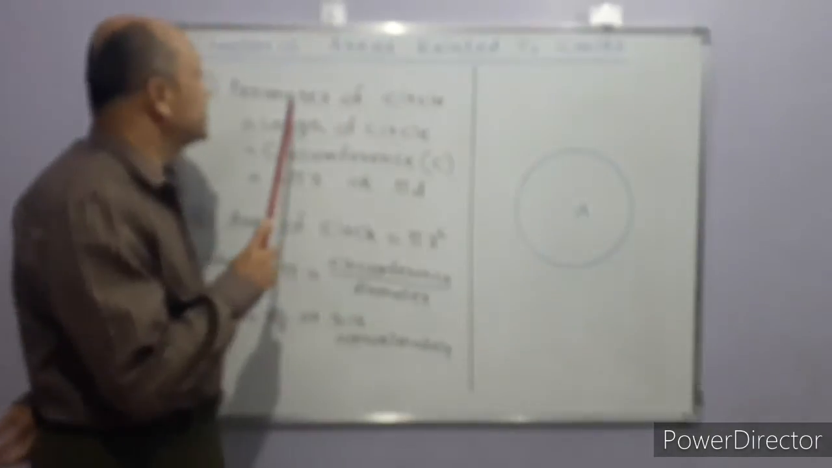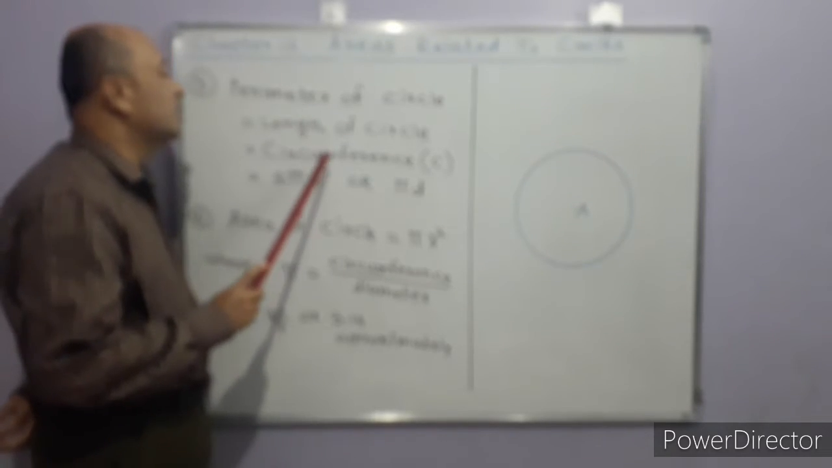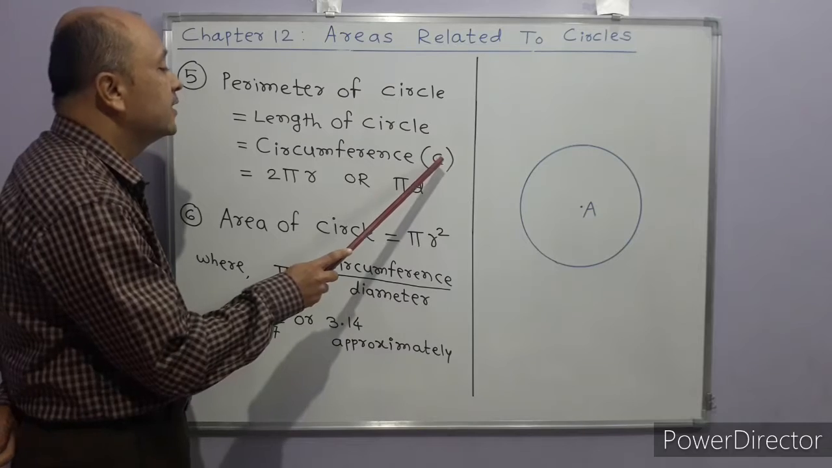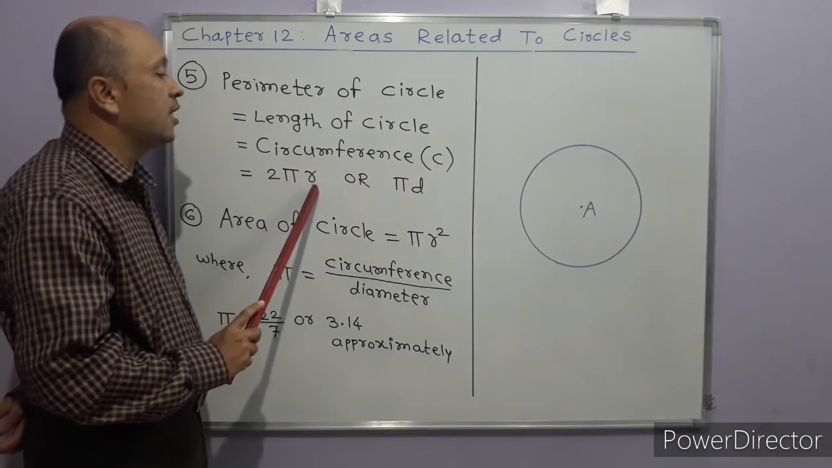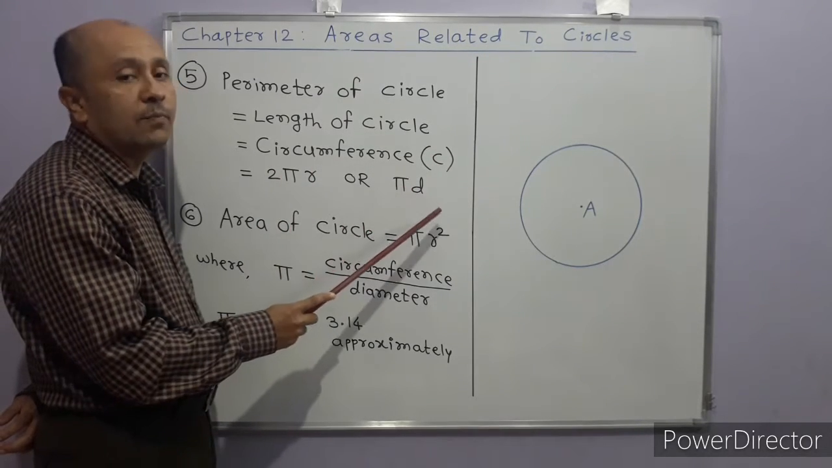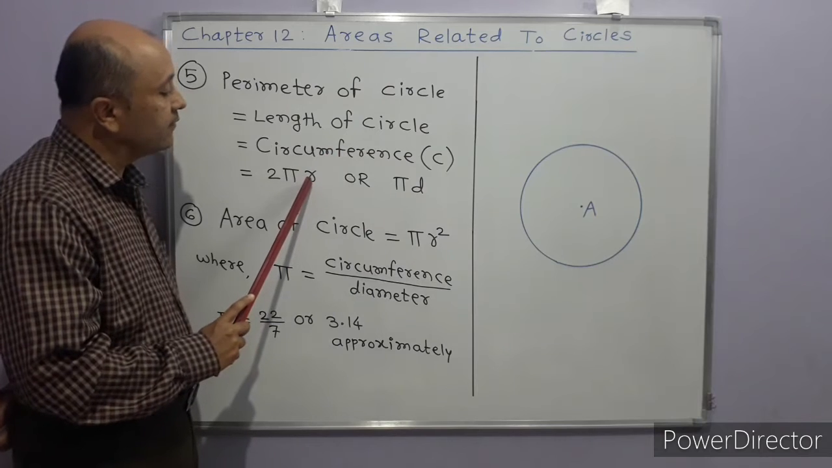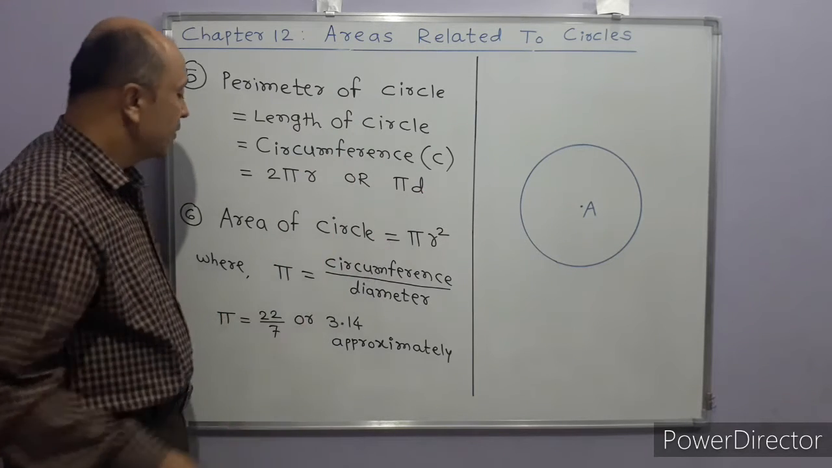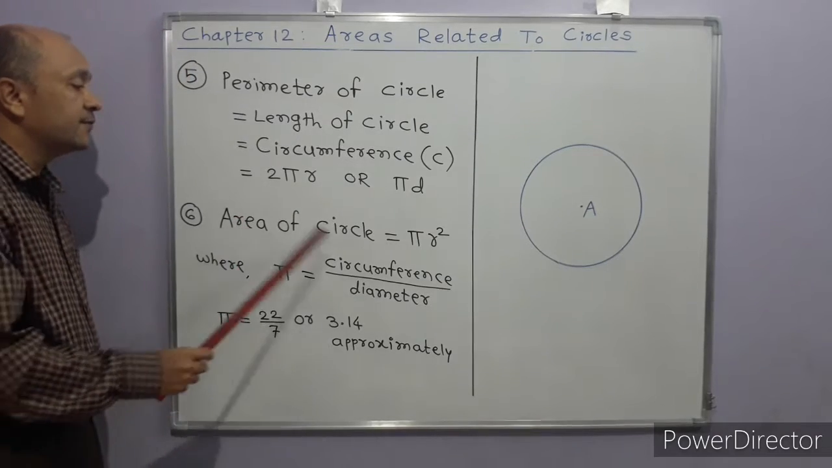Then if you want to measure the perimeter or length or the circumference of a circle, the ready-made formula is given. That is C is equal to 2 pi r, or C is equal to pi d. If the radius is given, we can use this formula. If the diameter is given, we can use this formula. Okay, so the next concept is the area of a circle.